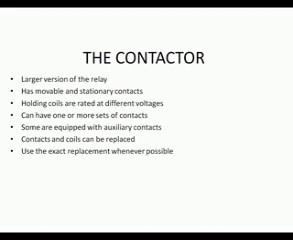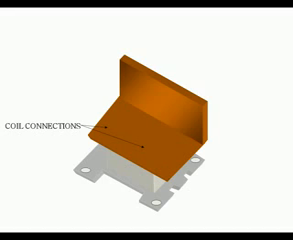This is a set of relays. We have a coil. We might have a normally open contact, or a coil and a normally open and a normally closed contact. The contactor is a larger version of the relay. It has movable and stationary contacts. The holding coils are rated at different voltages. It can have one or more sets of contacts, and some are even equipped with auxiliary contacts. In other words, a set of contacts that's either normally open or normally closed based on the position of the main contacts. In the contactor, the contacts and the coils can be replaced, but we want to use an exact replacement whenever possible.